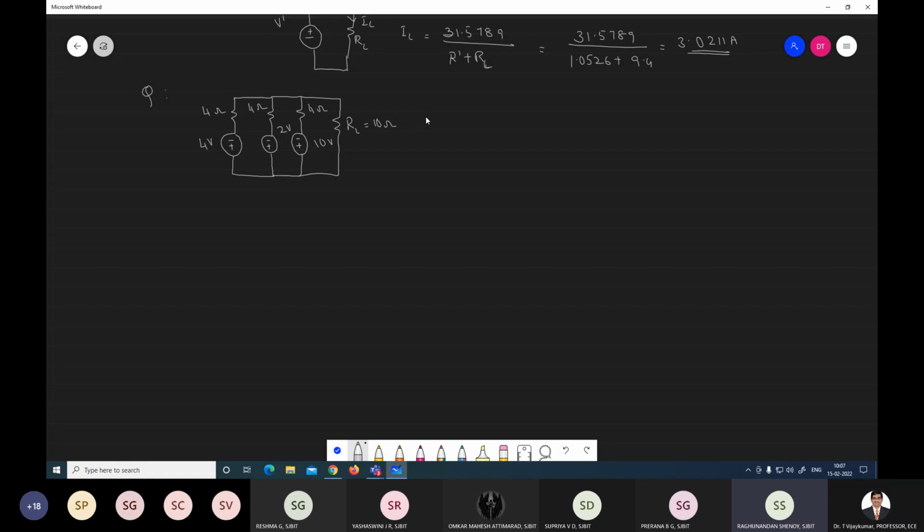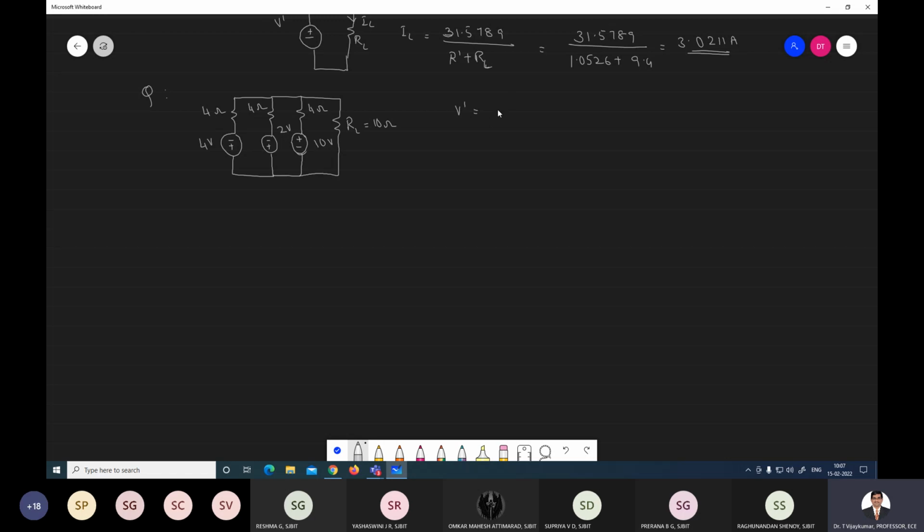All voltages are leaving, so we should take negative. Yes, in the original circuit negative. Now this you take positive negative, the last one you take positive negative. Here, this you take positive negative. Negative is grounded here; positive is grounded at the ground point.